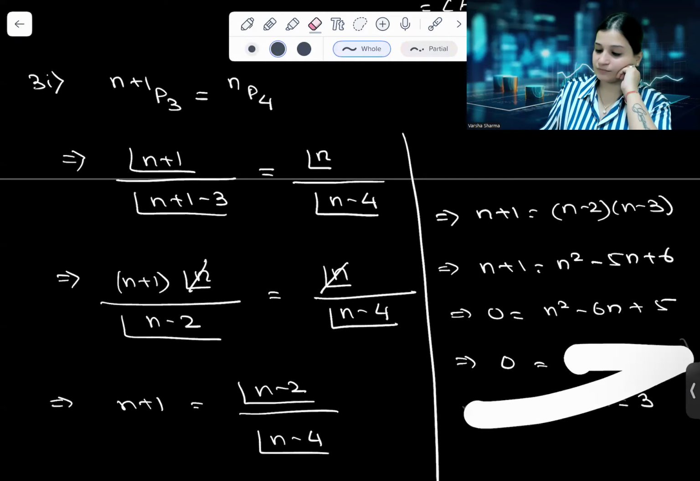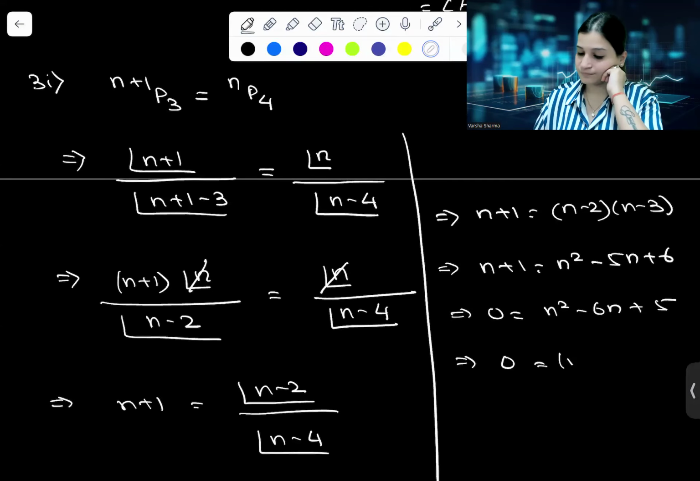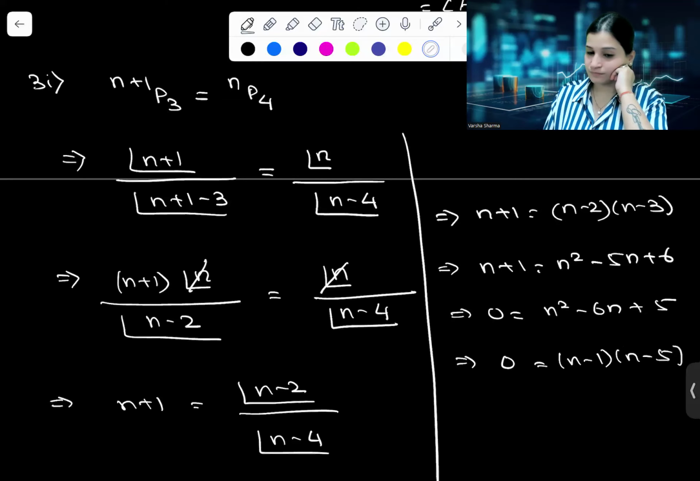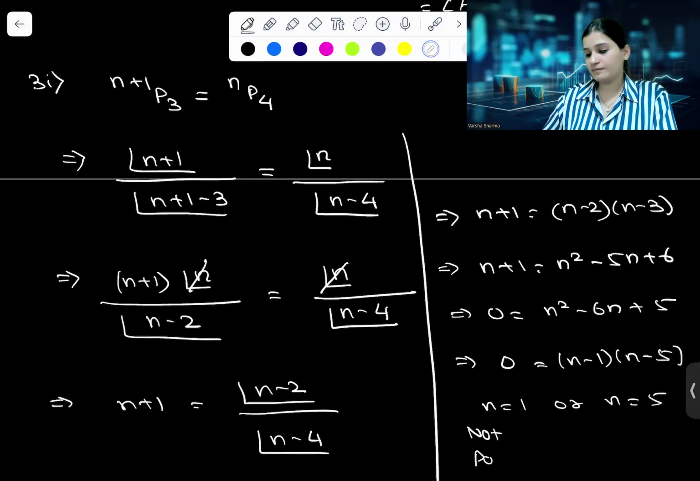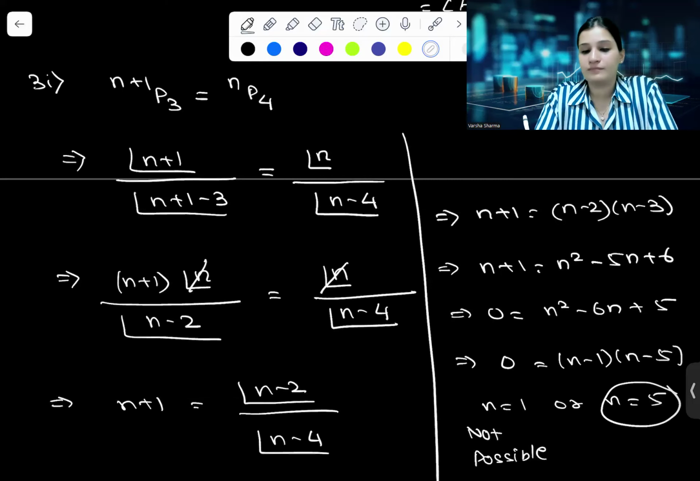My God, midterm is wrong. 5 and 1. N equal to 1 or n equal to 5. But n equal to 1 is not possible. Why? Because I've already written NP4. So if I'm asking you to select 4 things, there has to be a minimum of 4 things. It can be more than that, but it cannot be lesser than that. So n equal to 1 is not possible. Final answer, n equal to 5.